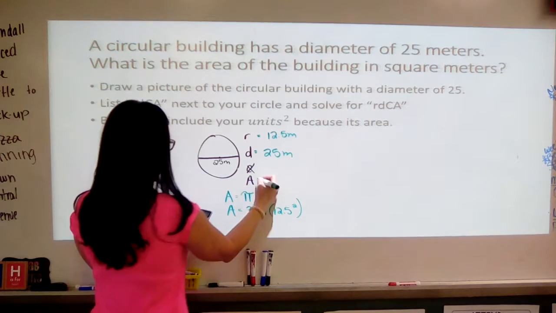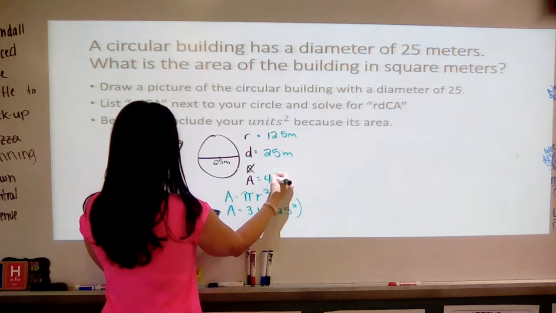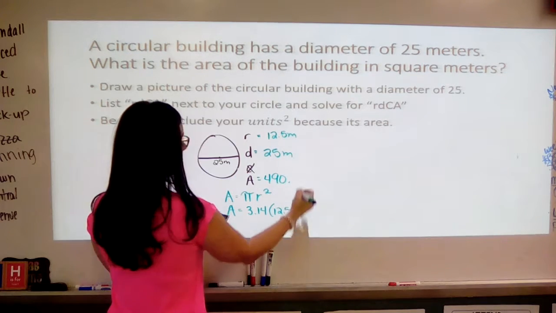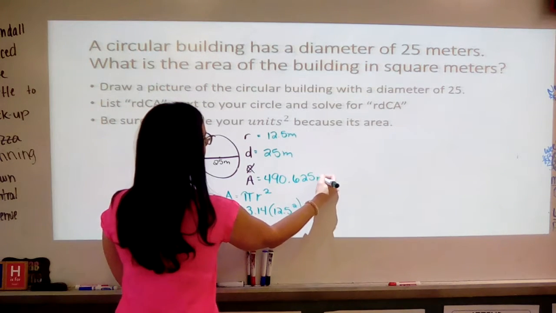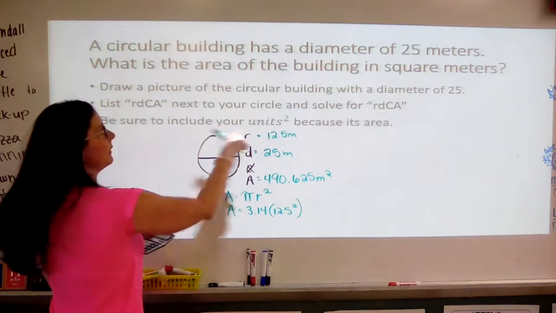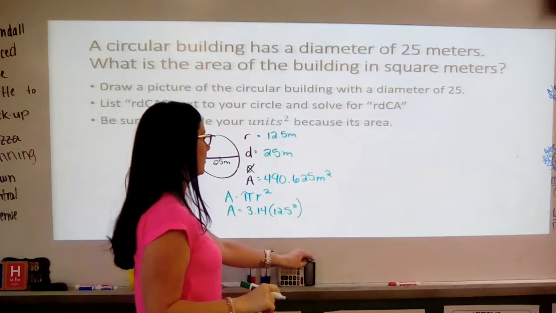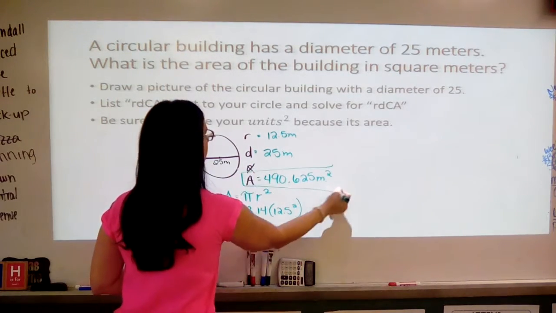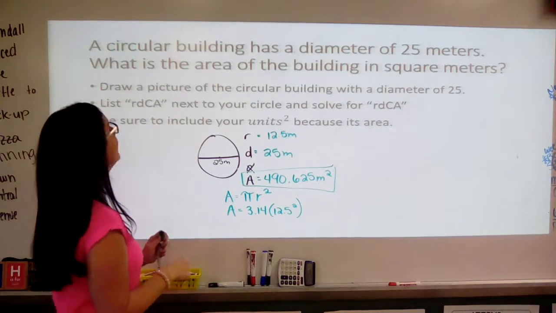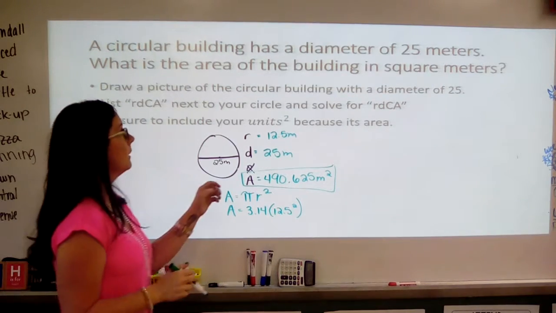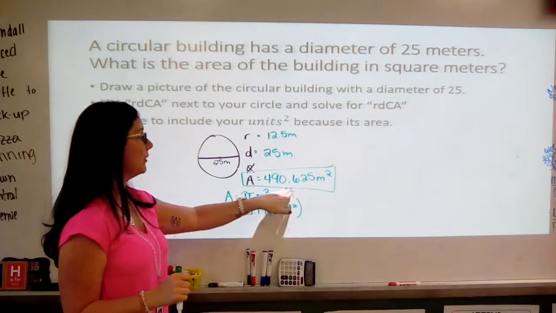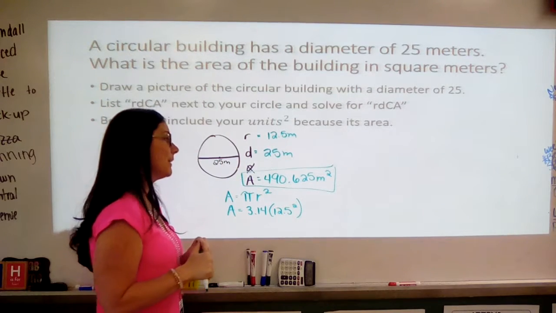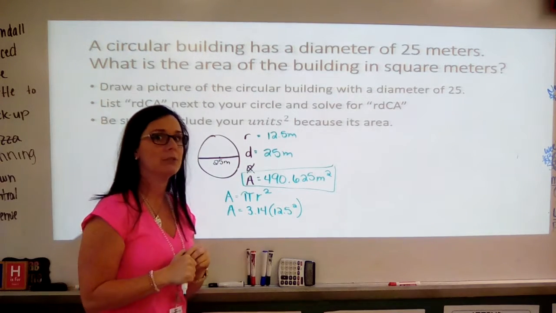So the area of my circular building will be 490.625 meters. And there is a reminder here that you make sure you put your units squared, so it is meters squared. So the answer to this problem, the area of the building with a diameter of 25 meters, would be 490 and 625 thousandths meters squared.